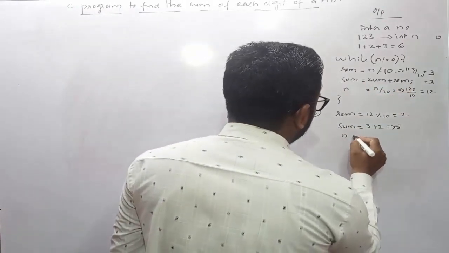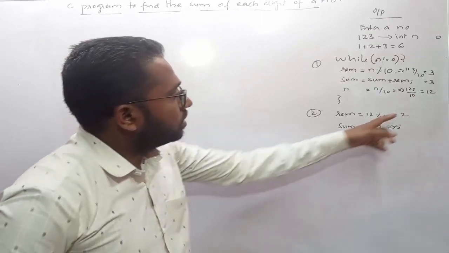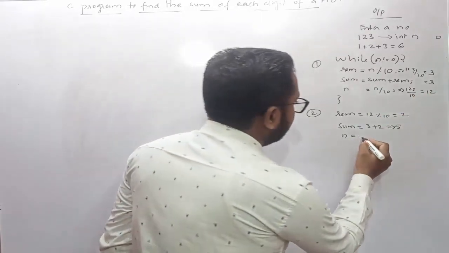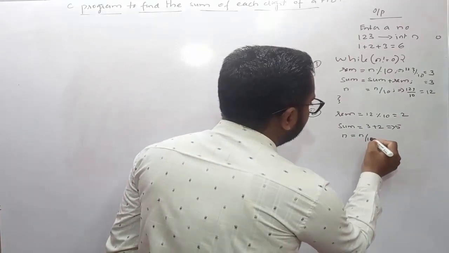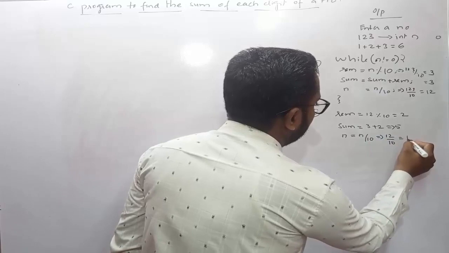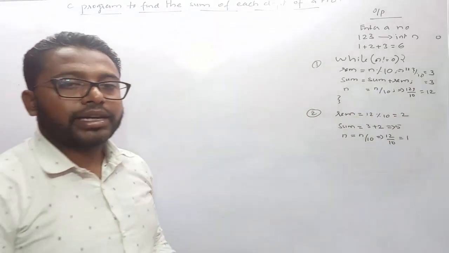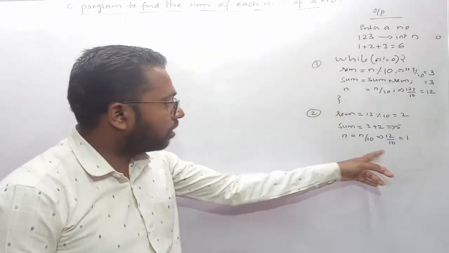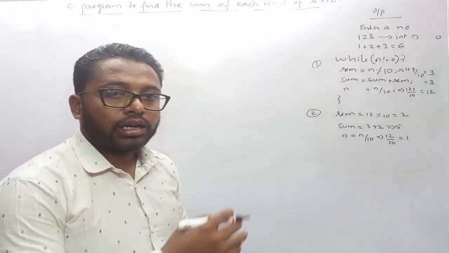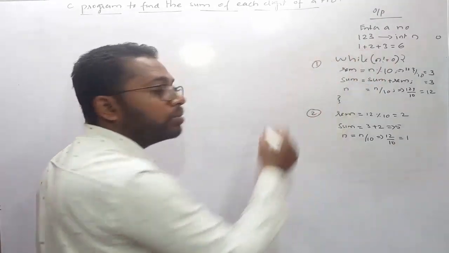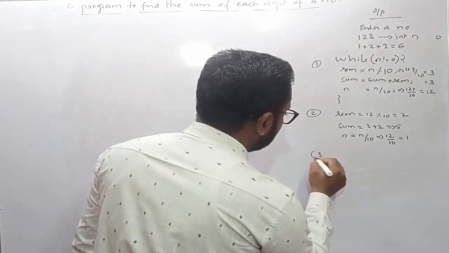Next, I need to again reduce this number by doing n by 10, that is 12 by 10, and I will get 1. Now in the second iteration, after performing these 3 steps, I have got the n value as 1. Now this value of 1 needs to be sent to the while loop in the third iteration.